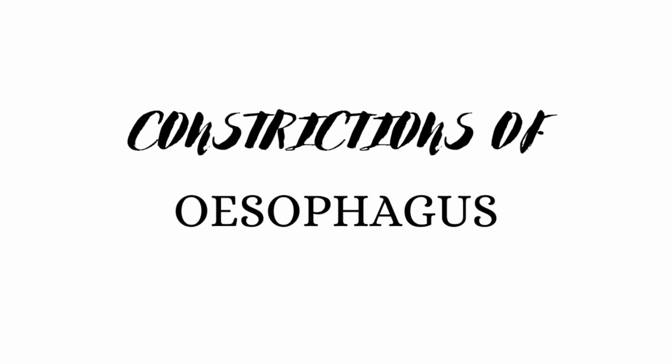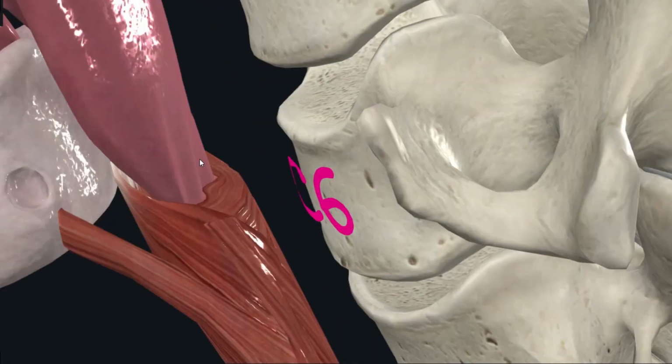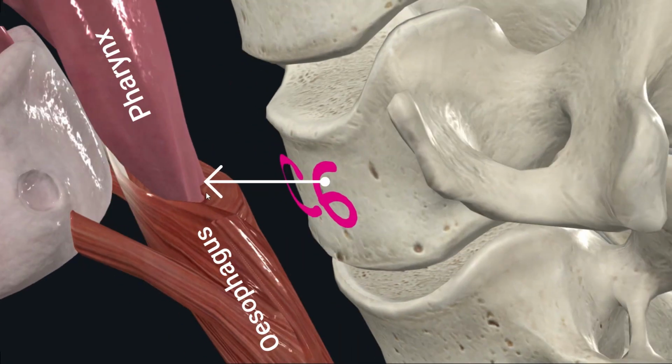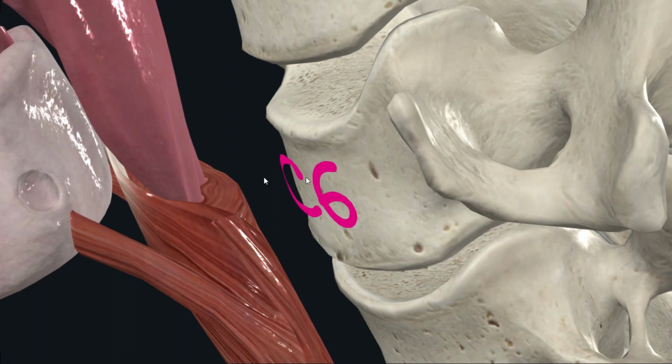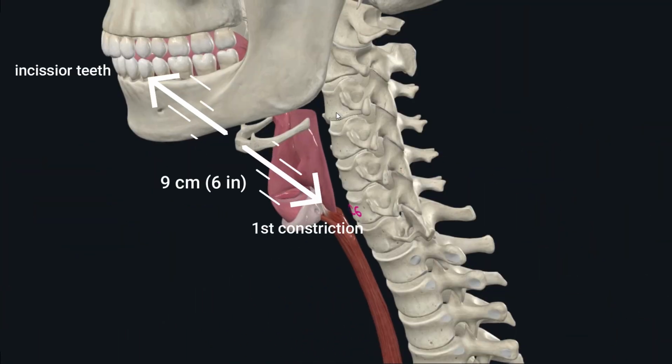Now, the constrictions of the esophagus. There are 4 anatomical constrictions in the esophagus. First constriction is at the pharyngoesophageal junction at the level of the 6th cervical vertebra, and this is about 9 cm or 6 inches away from the incisor teeth.